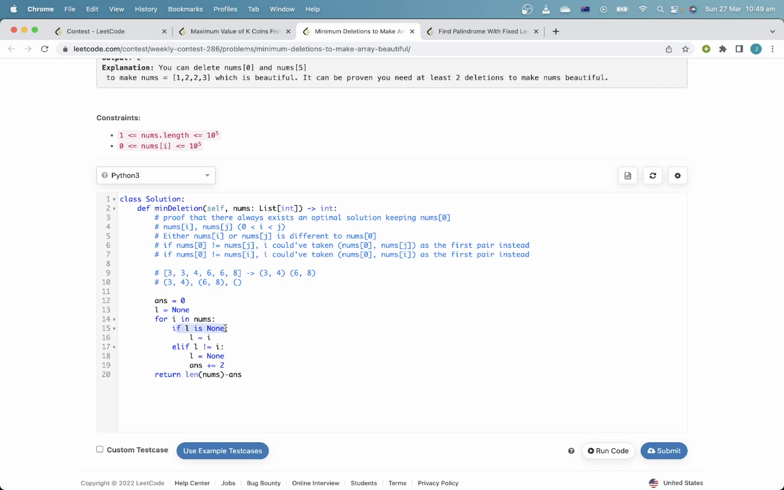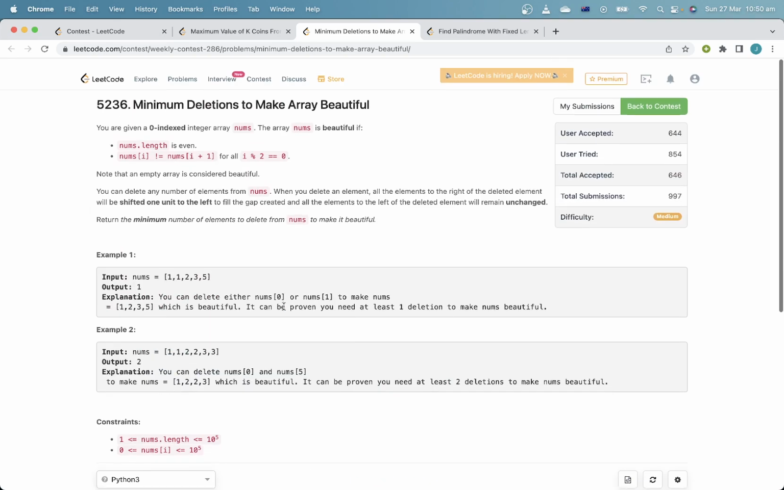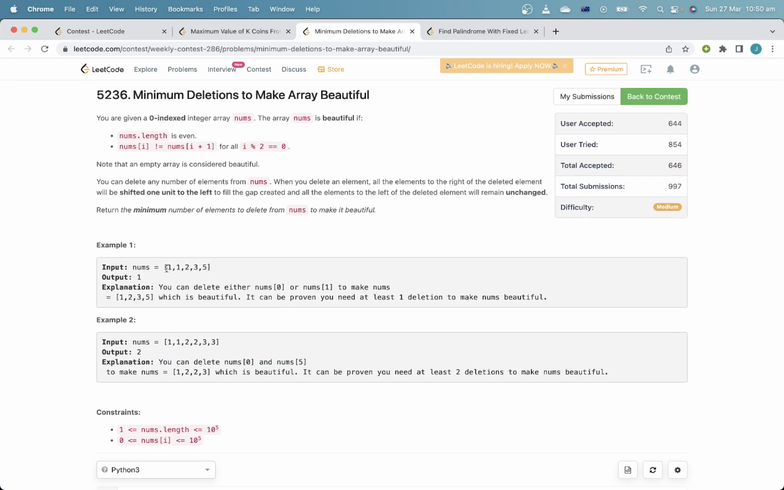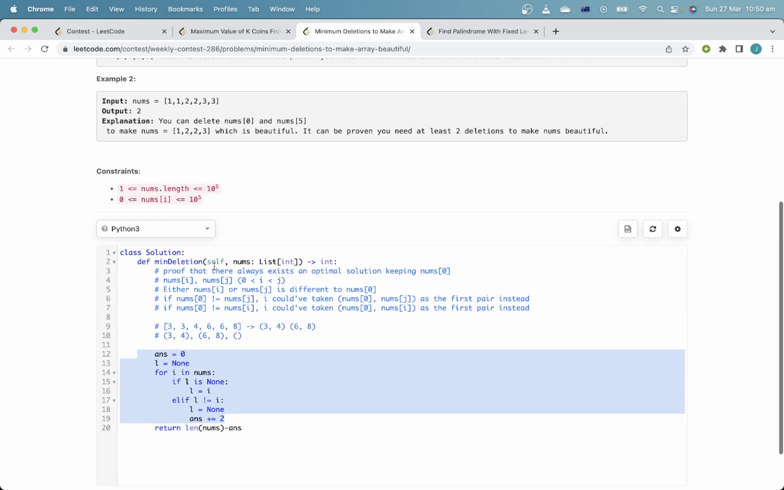So if I'm building a new pair, I'm going to set the first element to the current number, and if I currently have one element in the pair, I'm looking to complete it, and that first element is not equal to my current element, that means that I can put that number in my pair. So ans here is my variable ans. That's just the number of elements which I'm going to keep, and then the answer is just the total number of elements minus the number of elements I keep.